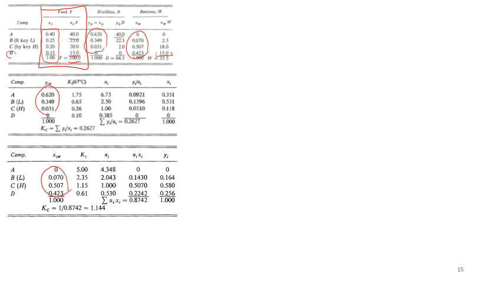But now we want to know the actual distribution of the other components, meaning the 90% of B appears in the distillate is okay, and 90% of C appears in the bottom is also okay. However, what about the A and D? Because previously we assumed that all A is in the top and all D in the bottom, but is that correct? So we have to recheck that assumption.